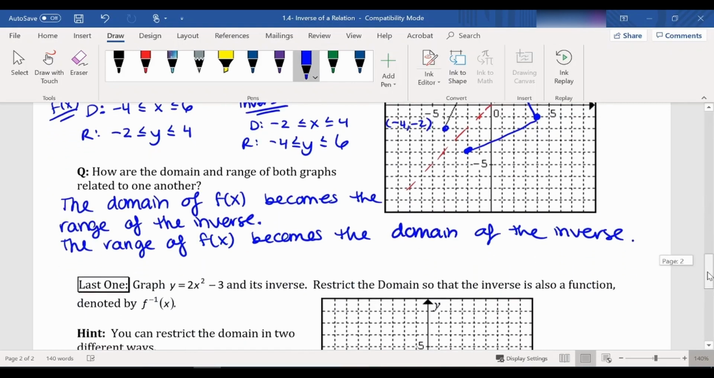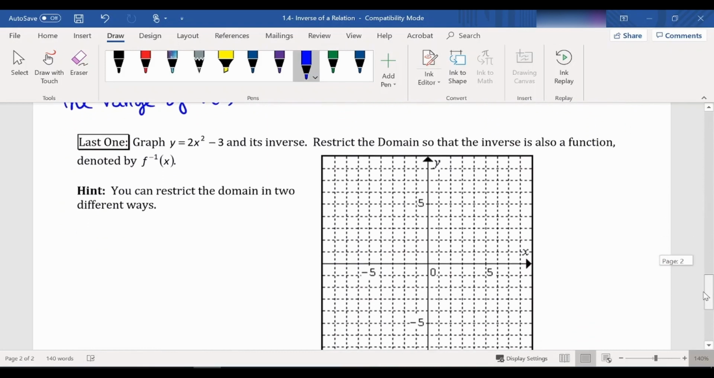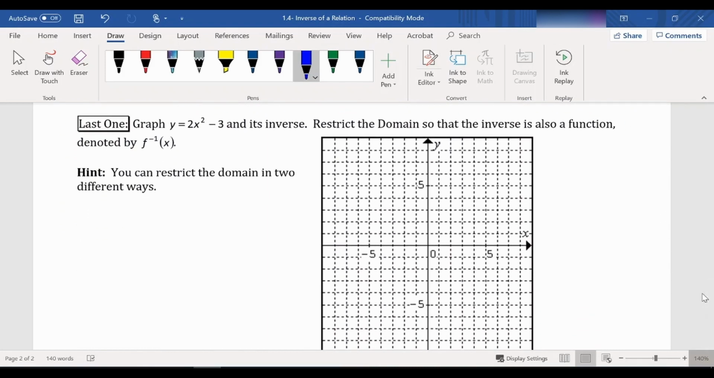All right, let's move on to the next one, last one. So we're going to graph 2x squared minus 3 and its inverse. That's the first thing we're going to do. The second thing we're going to do is it's asking us to restrict the domain so that the inverse is also a function, denoted by f with this little -1 of x. So anytime you see this notation, this just means inverse function. So not every inverse is a function.